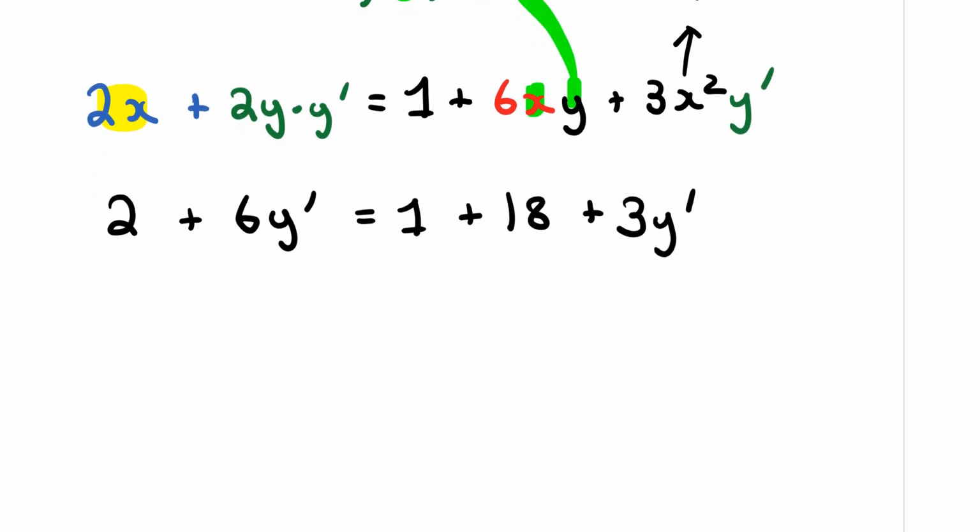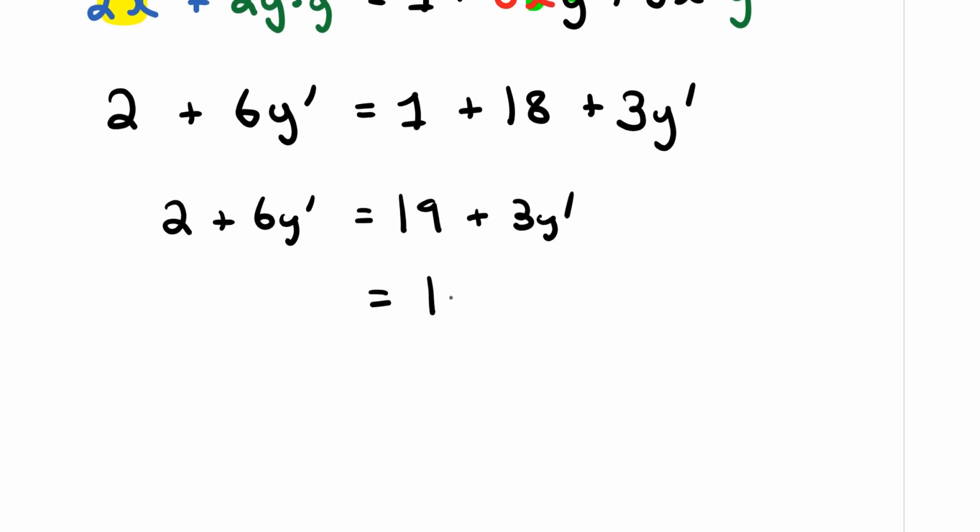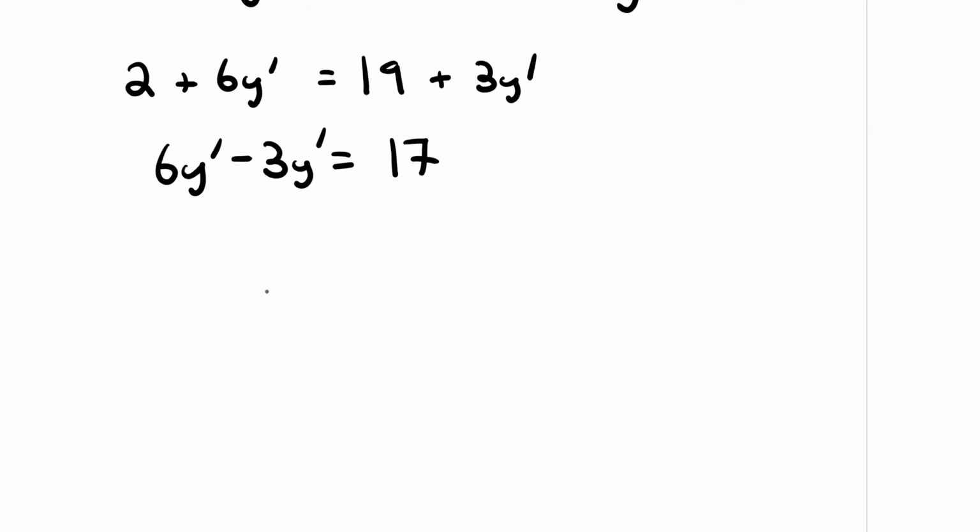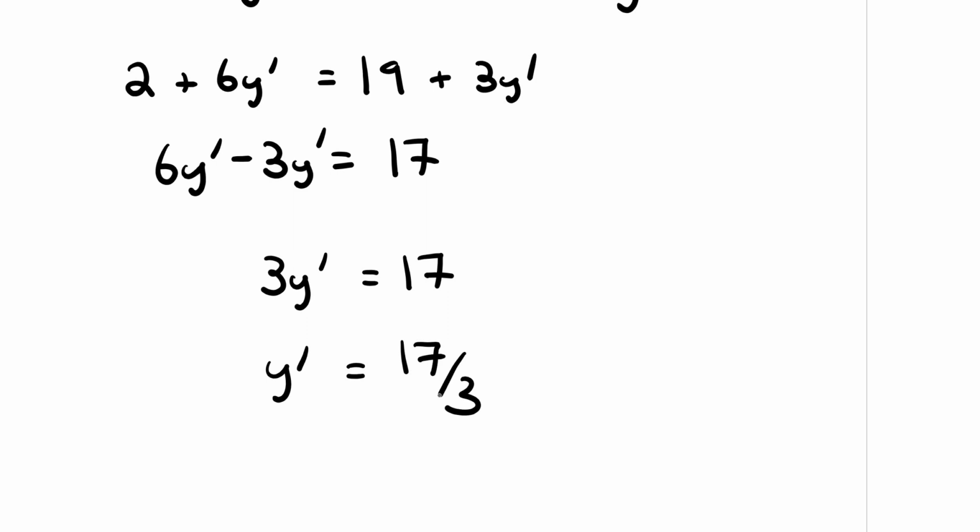Okay, so quite a bit of math going on here. I have 2 plus 6y prime equals 19 plus 3y prime. If I bring the 2 over, I get a 17 and a 6y prime minus 3y prime. That will be a 3y prime equals 17, and y prime would equal 17 over 3. All right, so that's not too bad.